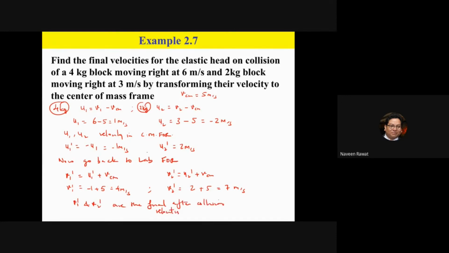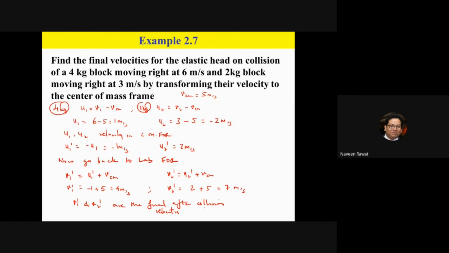So you see we have found the final velocities in the lab frame of reference, the normal frame of reference that we have been using, without using any equation of conservation of momentum or conservation of kinetic energy. We have not used those equations at all. All we have done is transform the frames of reference and we have found the final velocities after collision.